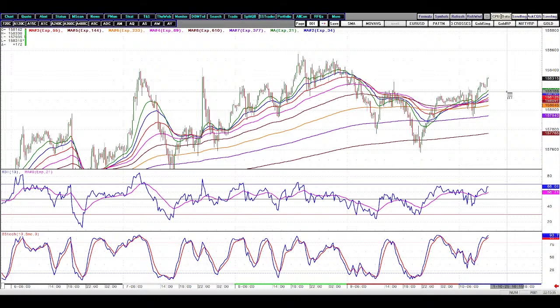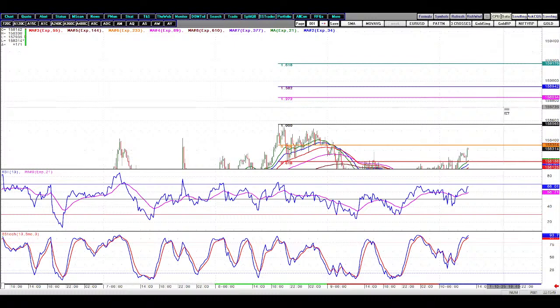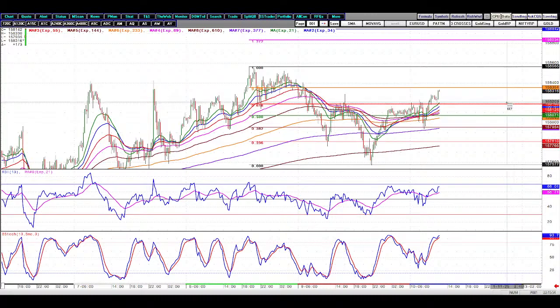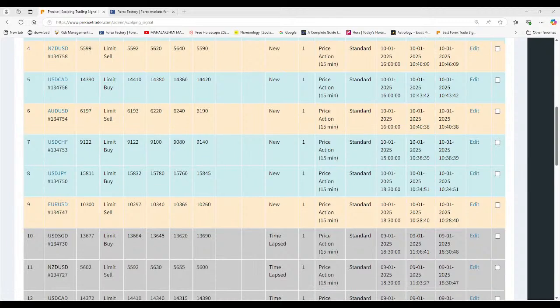Stop at 15790 and TP at 15855, and expect the high to break. Maybe tonight it might break. If it breaks, then we may see 15880 and 15915 or even higher. Okay, so let's see what signal we have given. Okay, we have a buy call at 15780 and TP at 15845.